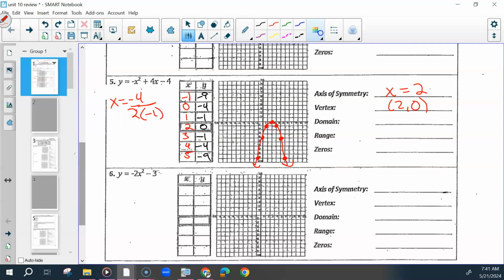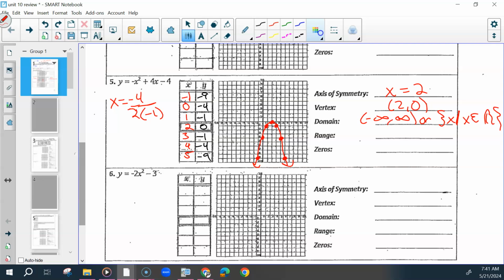Your domain, you're looking left to right. Imagine this keeps going down and right, so it keeps going left and right, so that would be all real numbers. You can choose how you want to write that, either in interval notation or in set builder notation. The domain for your quadratics will always be the same, all real numbers.